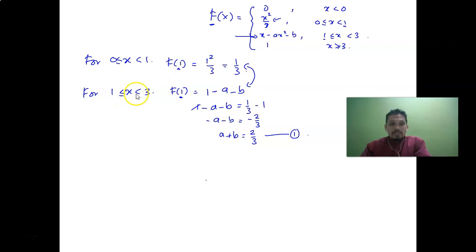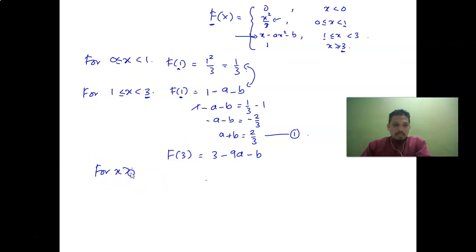The same function here, but then we look at the value of x equal to 3. F(3) equal to, again, 3 minus a times 3 squared minus b. So 3 squared is 9, so 3 minus 9a minus b. Okay, and then for x greater than or equal to 3, it is equal to 1.